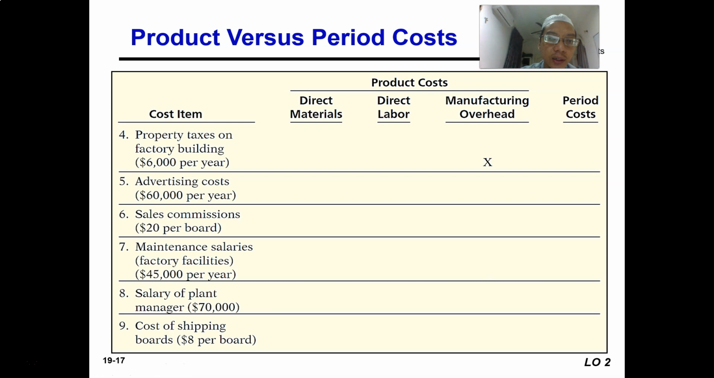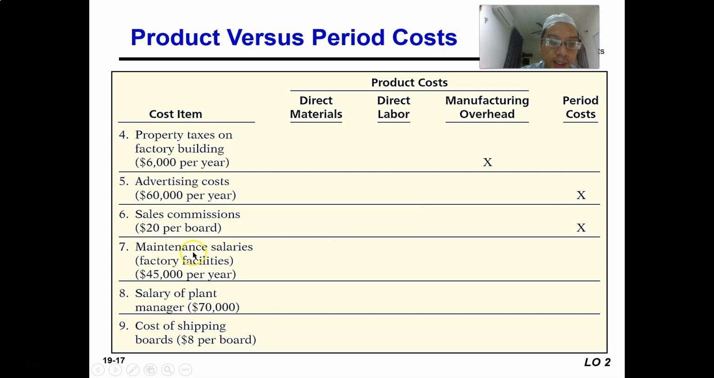Advertising cost is done outside of the factory. Whether the factory runs or not, people can still make advertising. So it is not part of manufacturing overhead, and definitely not direct materials or direct labor, so it is part of period cost. Sales commission again is about selling, so this is period cost.